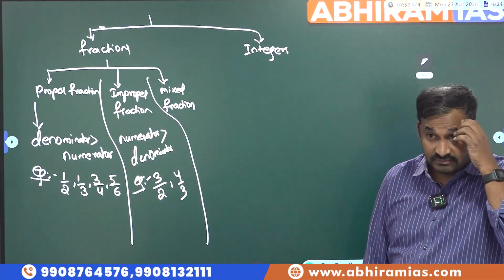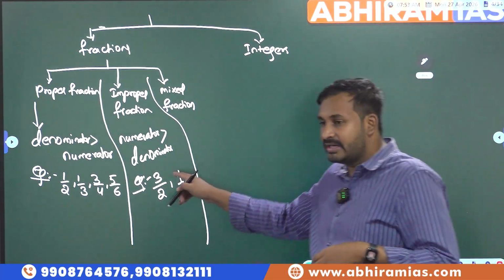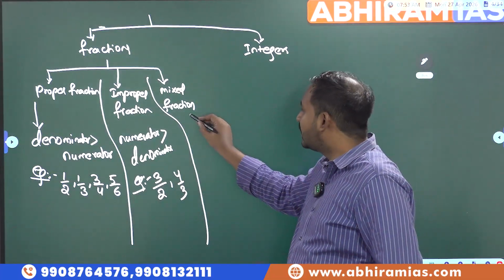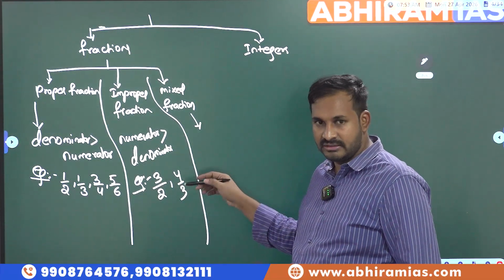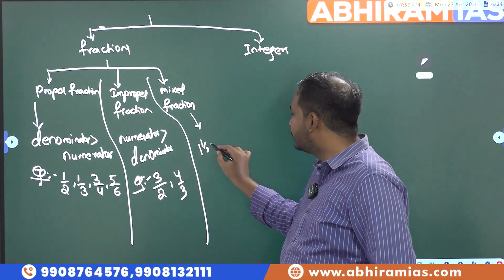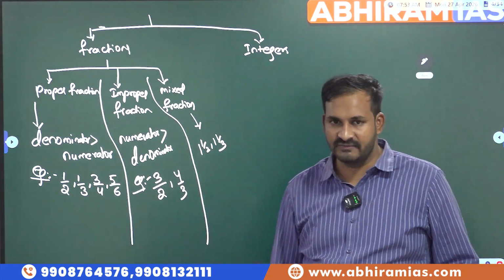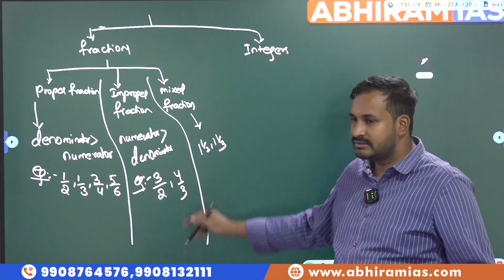How does mixed come? What can 3 by 2 be written as? 1 and 1 by 2. So that type of fractions, in general, like 1 and 1 by 2, are called mixed fractions for us. First write down this one.